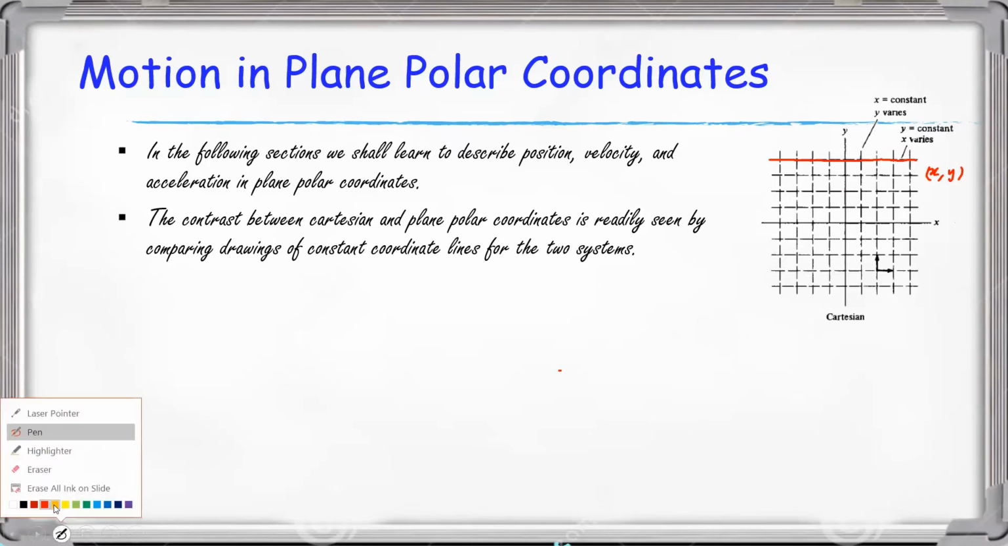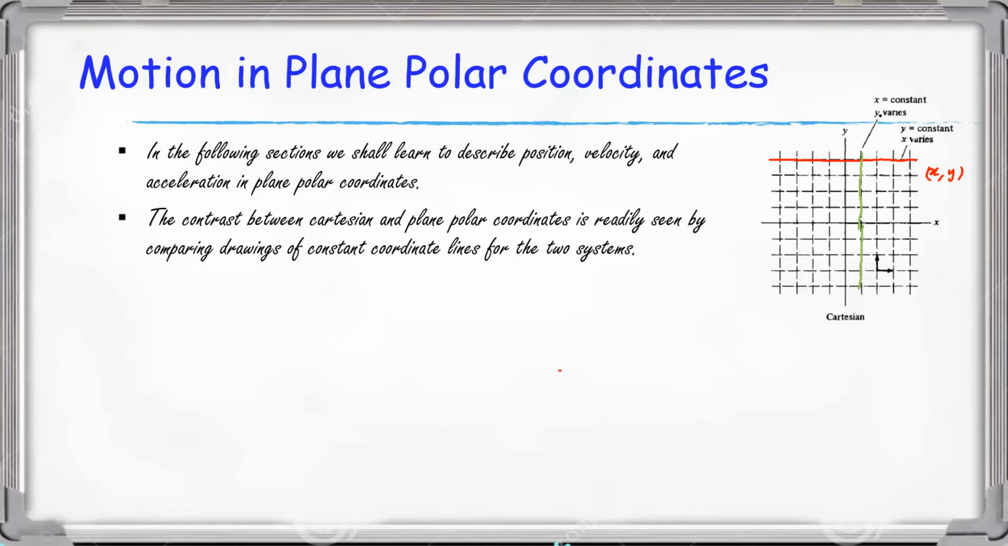Similarly, look at this line, a vertical line. This line is parallel to the y-axis. In that case x is equal to a constant, isn't it? Here for the red line y is equal to a constant, for the green line x is equal to a constant.